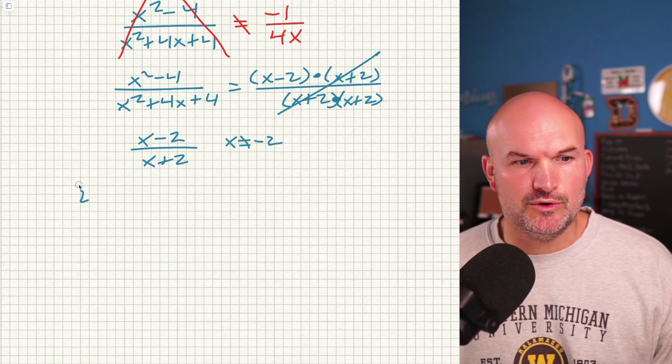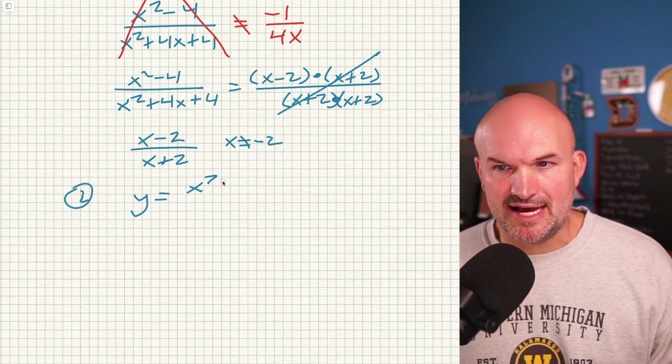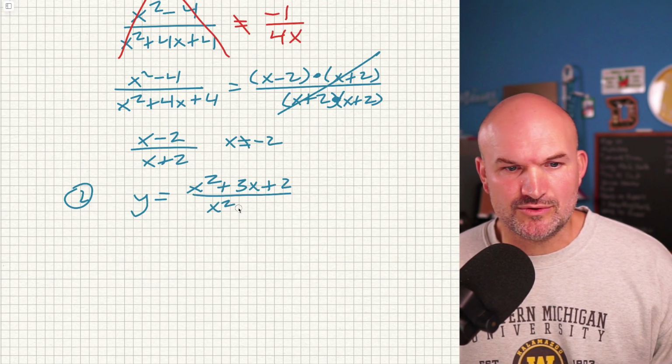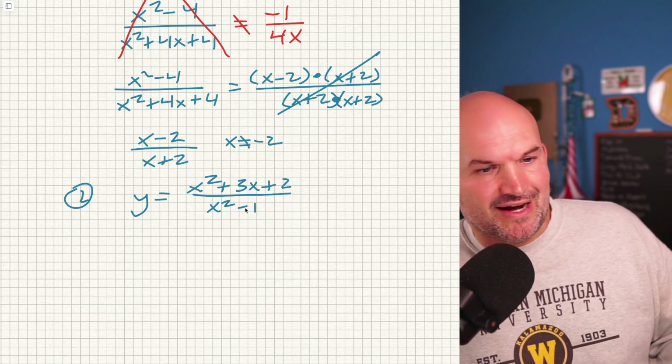All right, let's get into graphing. So when we have to graph a function, let's say y equals (x squared plus 3x plus 2) divided by (x squared minus 1). The biggest mistake that I see students make is not wanting to simplify, right?